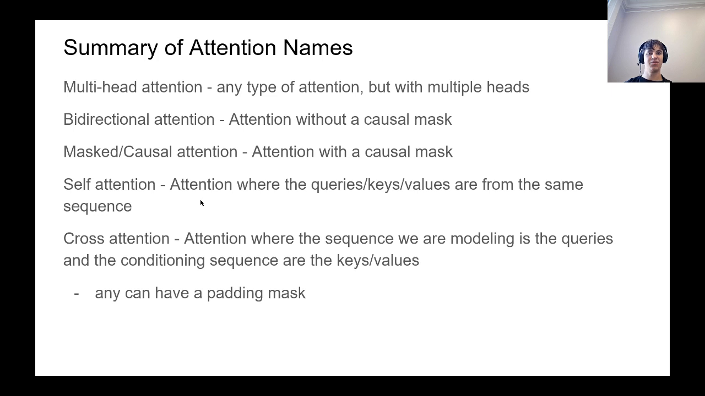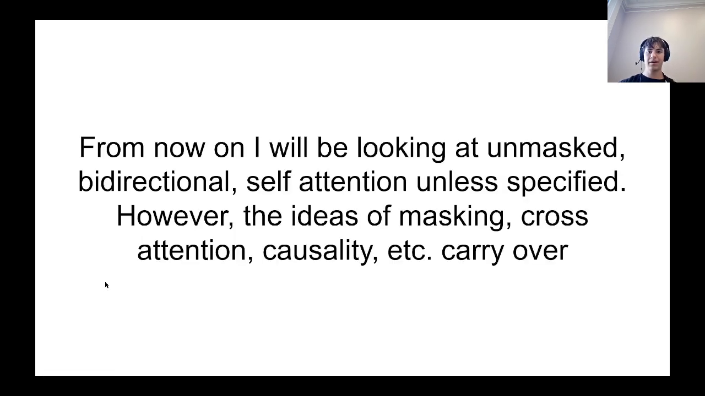Self-attention is attention where Q, K, and V come from the input sequence. Cross-attention is where Q comes from the input sequence and K and V come from conditioning sequences. And any of these attentions can have a padding mask. So these are the attention names you'll probably see in other places.